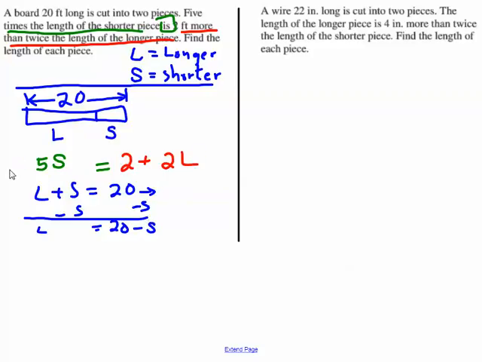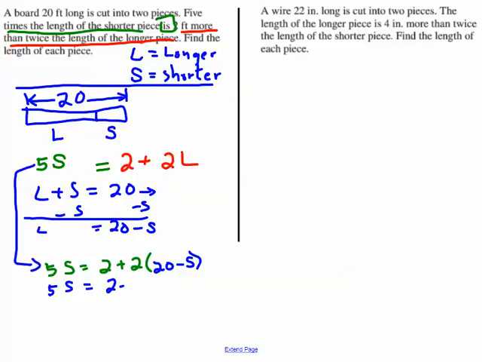Alright, so here's what I'm going to do. I'll write in green right down here. 5S equals 2 plus 2 times L, and instead of that L, I'm going to write 20 minus S, because it's the same thing. And now I've got an equation that has just one variable, S. Now we just solve. I've got to clear these parentheses, so I've got 5S equals 2 plus 40 minus 2S.